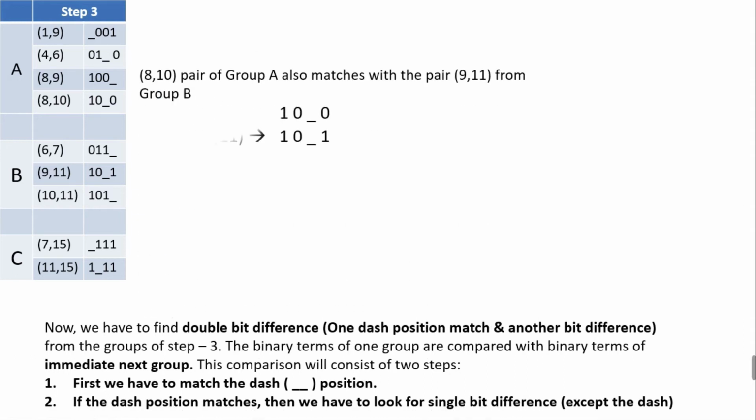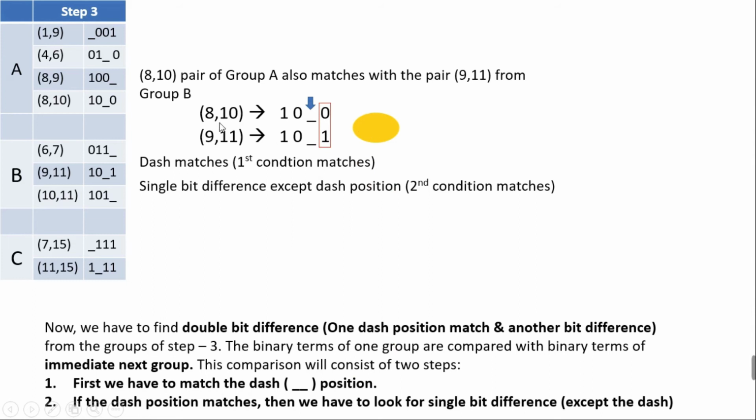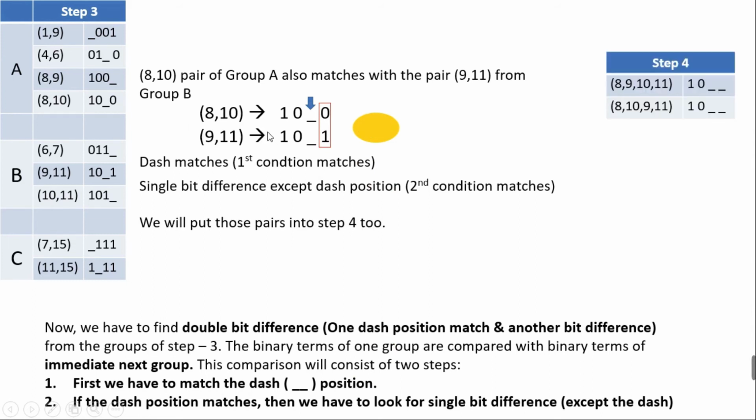Okay, if we continue our checking, we'll see that the 8-10 pair of group A also matches with the pair of 9-11 from group B. You can see that the dash position matches. Both of the dashes are at the third position, and we can also see that there is only 1 bit difference over here. So the dash position matches and there is only 1 bit difference, so we're going to put them into our step 4 too. Just like that, 8-10 and 9-11 join together, the previous dash stays as it is, and for the new difference we'll put a dash over there. That's how we're going to be putting numbers into step 4.